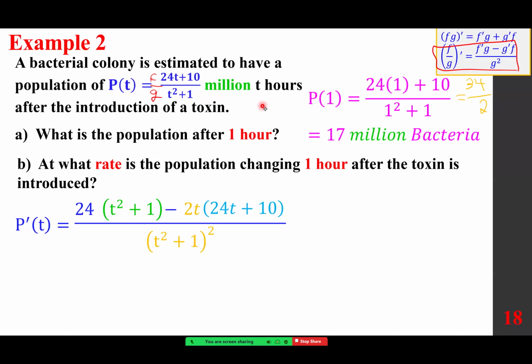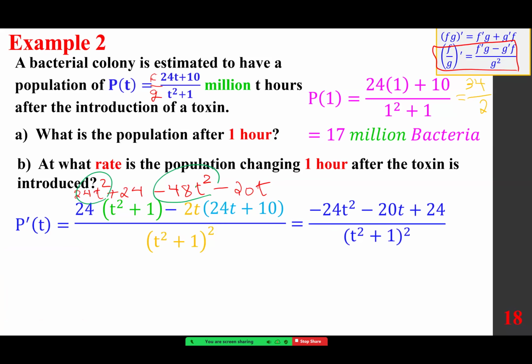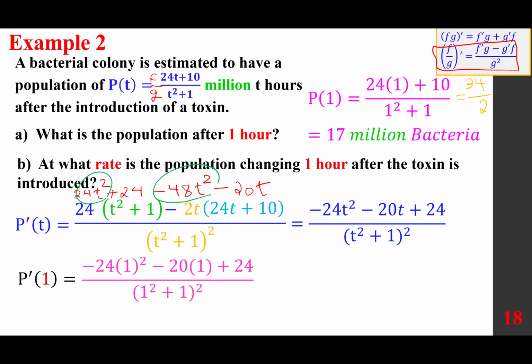Done with calculus. We're going to continue with algebra. So we're going to distribute, and the numerator is 24t squared plus 24 minus 48t squared minus 20t, which adds up to negative 24t squared. So we want P prime of 1. So replace the t with 1. P prime of 1. Replace the t with 1. So of course 1 squared is 1.